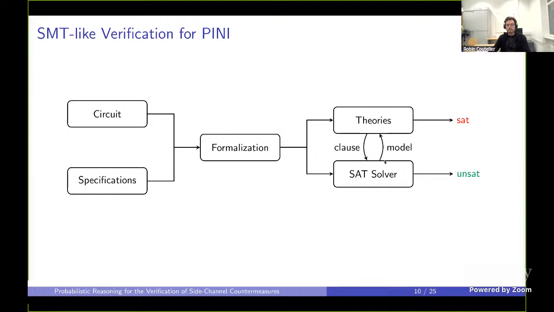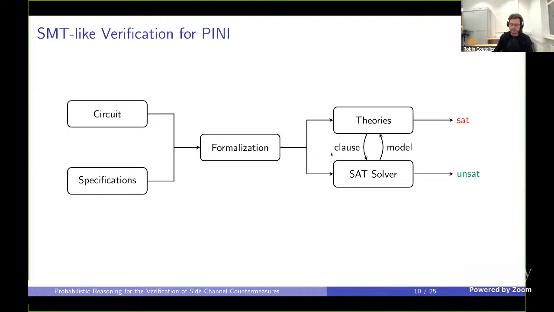But it does not understand anything about what those equalities mean. And that's what the theories are doing. The theories take a bunch of equalities and say, oh, actually, they are inconsistent. And in case of inconsistency, they will send a conflict clause, which will help the SAT solver refine its search. It's like a teacher, essentially.